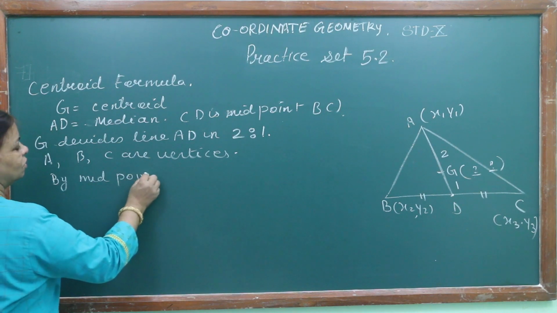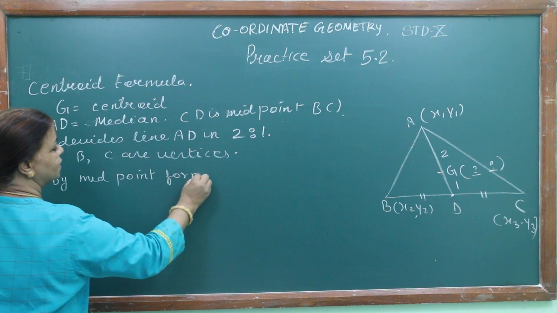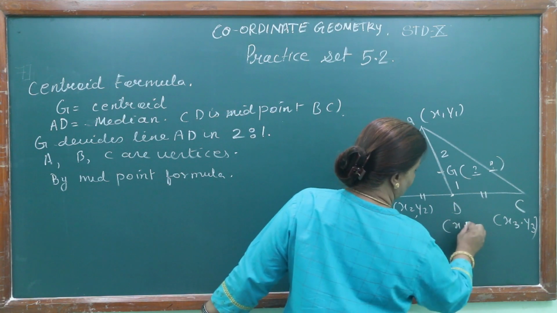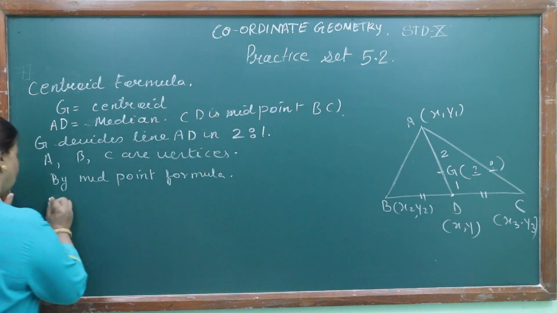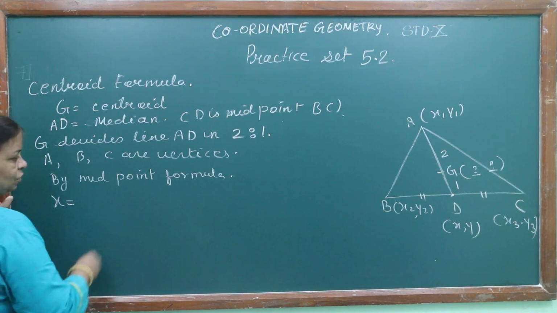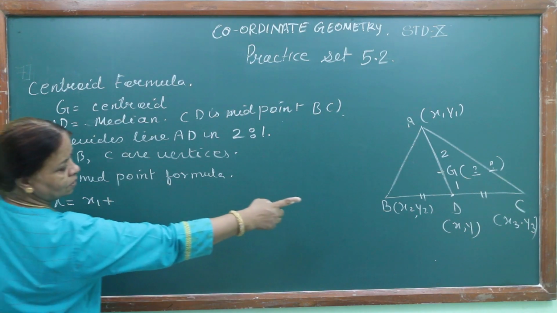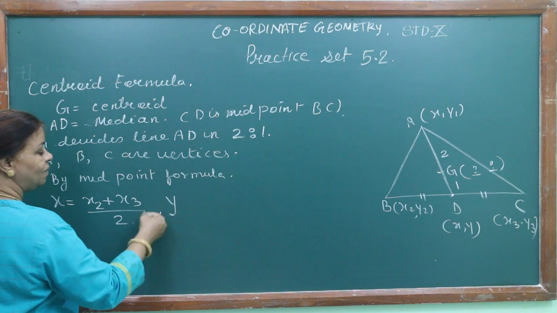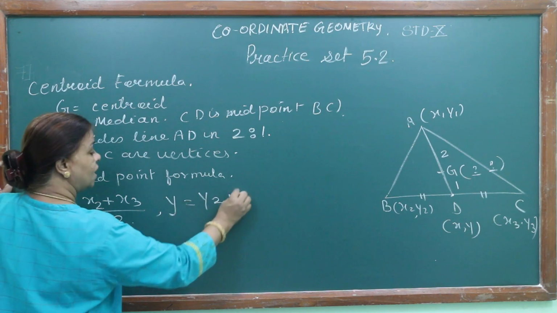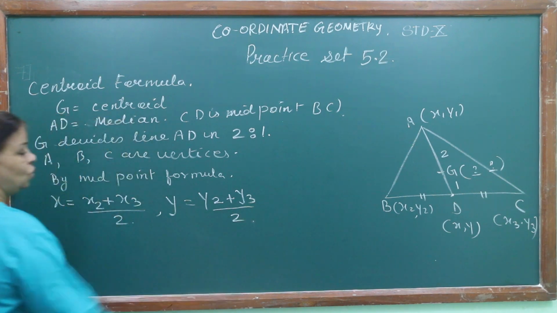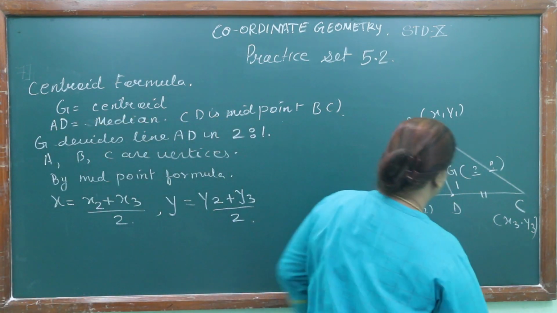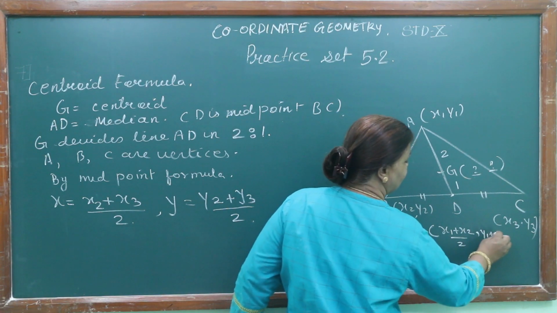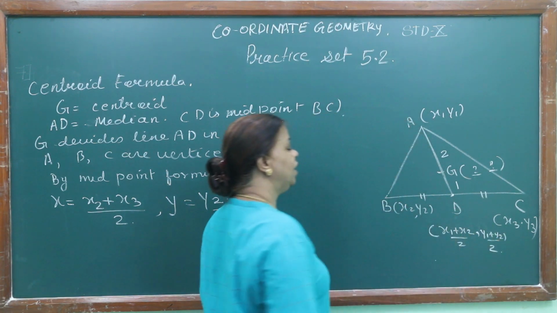By the midpoint formula, let us take it as x comma y. So x would be equal to x2 plus x3 upon 2, and y will be equal to y2 plus y3 upon 2. So we got the coordinates of the point D, that is x2 plus x3 upon 2 and y2 plus y3 upon 2.